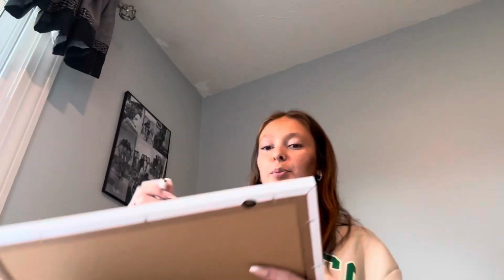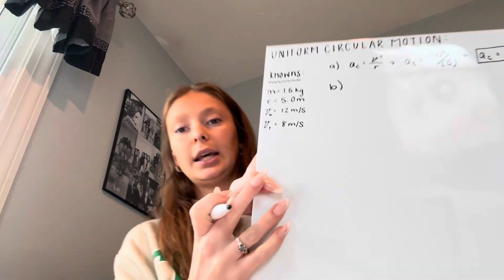So then moving on to part B, the question asks, if the car slows down to 8 meters per second at the top of the loop, calculate the net force acting on the car at the loop. So that's another number that you can write down in the known section, where the velocity at the top equals 8 meters per second. Write that down here. And then to find the net force, you want to use the equation F sub c equals the mass times velocity squared over r. So Fc equals mass times velocity squared over the radius.